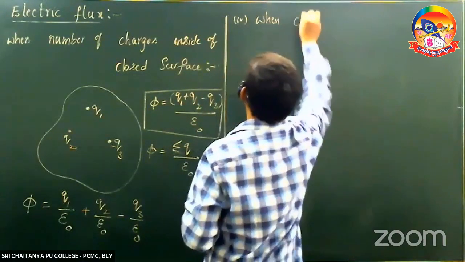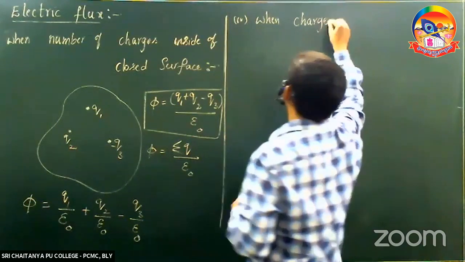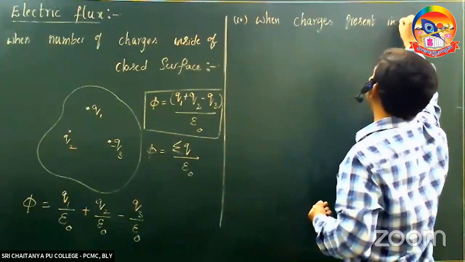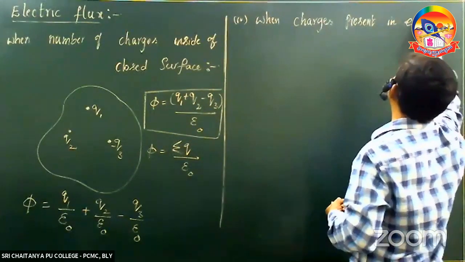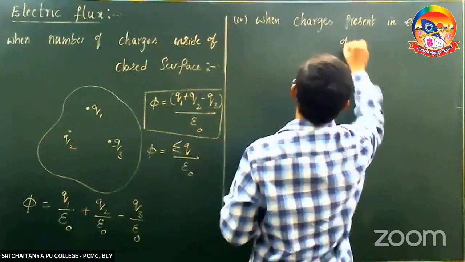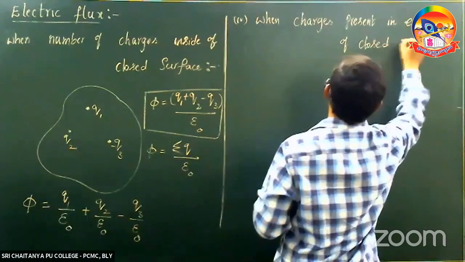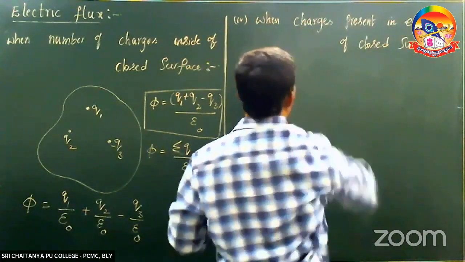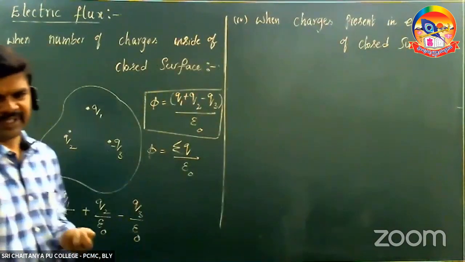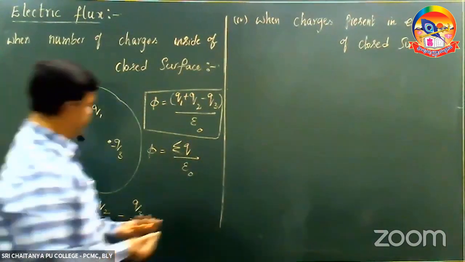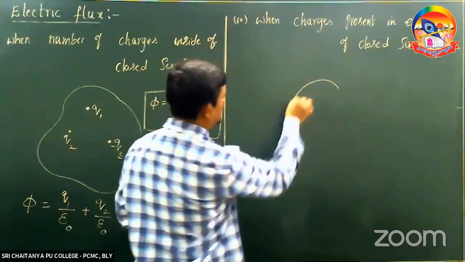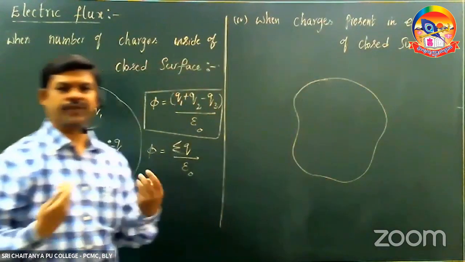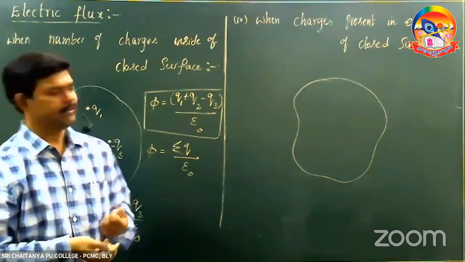Next. When charges are present in and out of a closed surface. Charges present in and out of a closed surface, right? This is a closed surface. I'm taking a closed surface of any shape now, it doesn't matter.